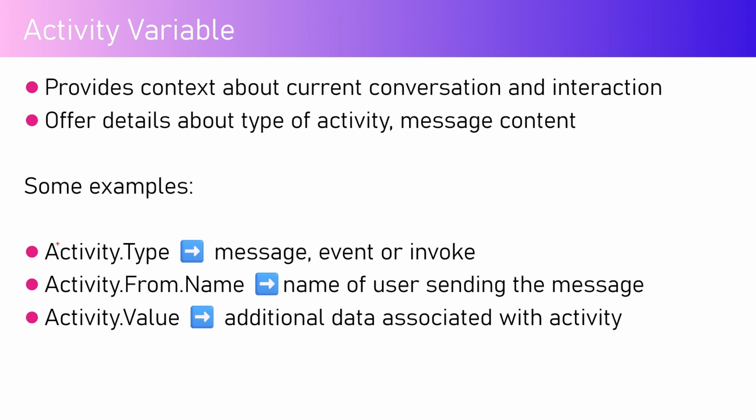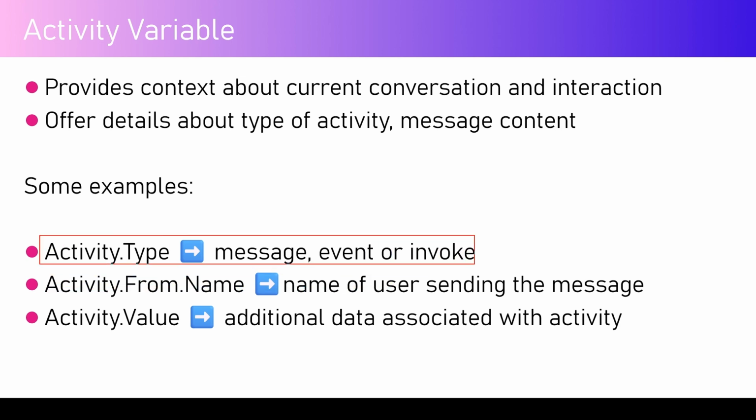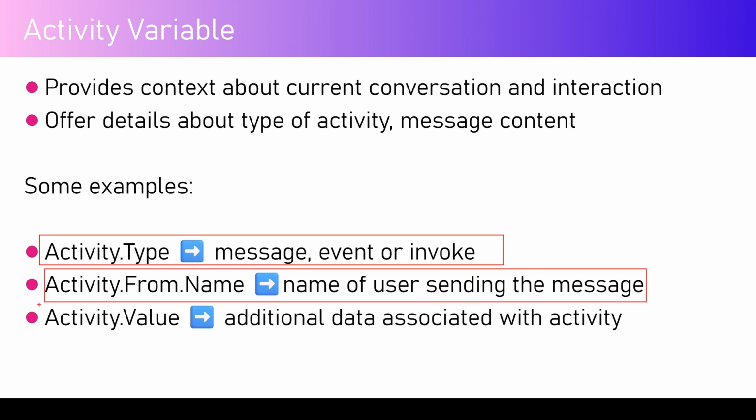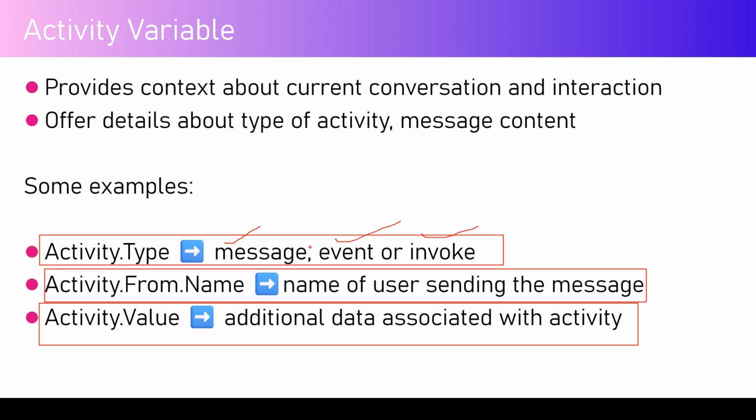So, this is activity type. It gives you whether it's a message, an event, or an invoke. Activity.from.name basically gives you the name of the user sending the message, and activity value is the additional data associated with the activity. Apart from that, there are other things the activity variable provides, but at a very high level, if you receive any activity, it can be classified into a message, event, or invoke. I will cover all this in a separate video, but this time I'll just focus on the message part.